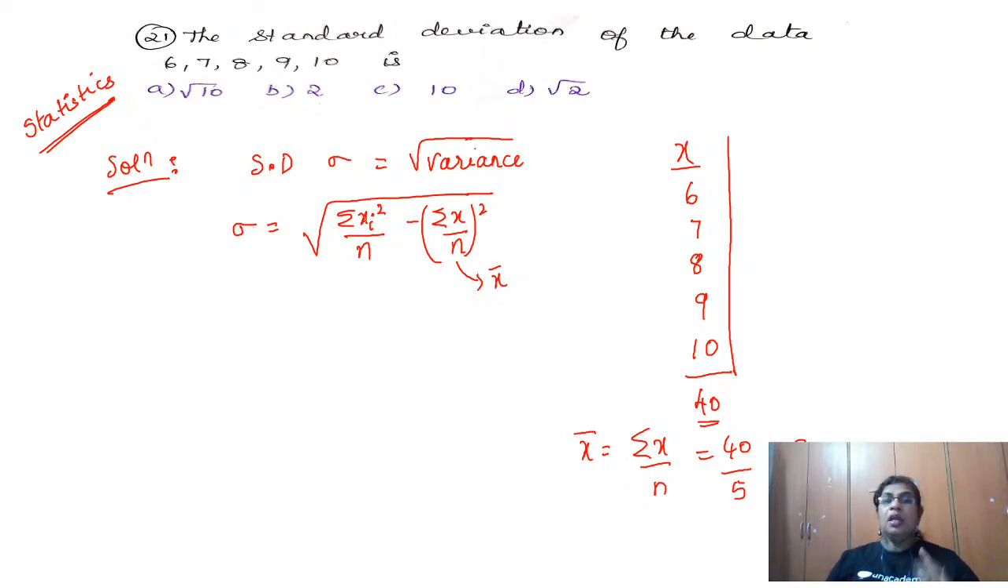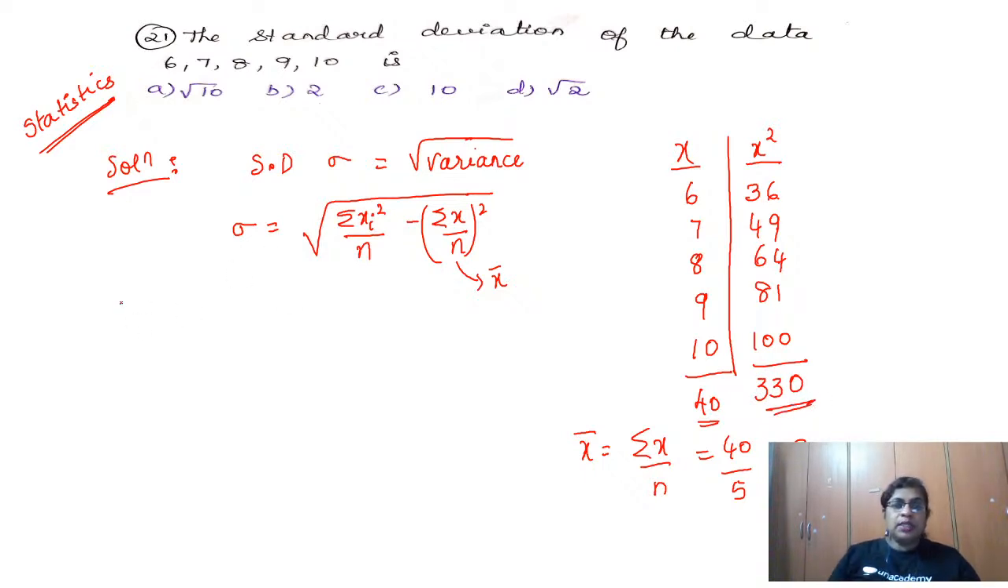Now what is remaining? Summation x square. Whatever x is there, you square them. So x square: 6 square is 36, 49, 64, 81 and 10 square is equal to 100. Add them because summation is mentioned. So when you add them, how much is this now? 6, 10, 19, 20, 0, 2, 5, 15, here I am getting 23, 2, so you're getting 330.